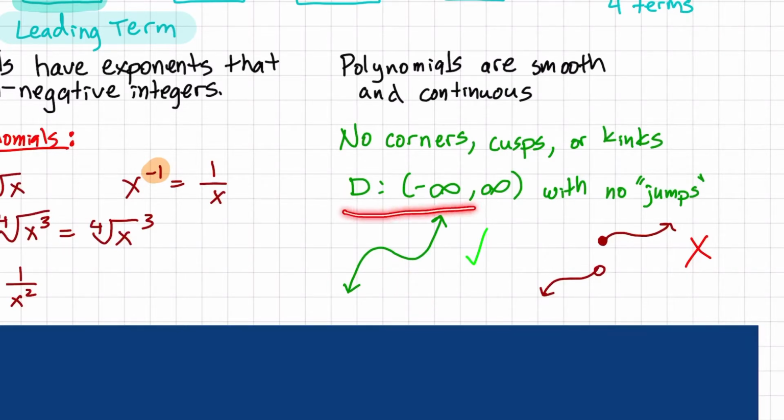So the domain is going to go from -infinity to infinity, but also there can't be any jumps. So if I have a function like this that we might have seen when we graphed domain, where we have this break or this jump, that is not a polynomial either. So it has to be smooth and continuous. You should be able to put your pencil down at like -infinity, if you could reach it, and go all the way to positive infinity without ever picking up your pencil.